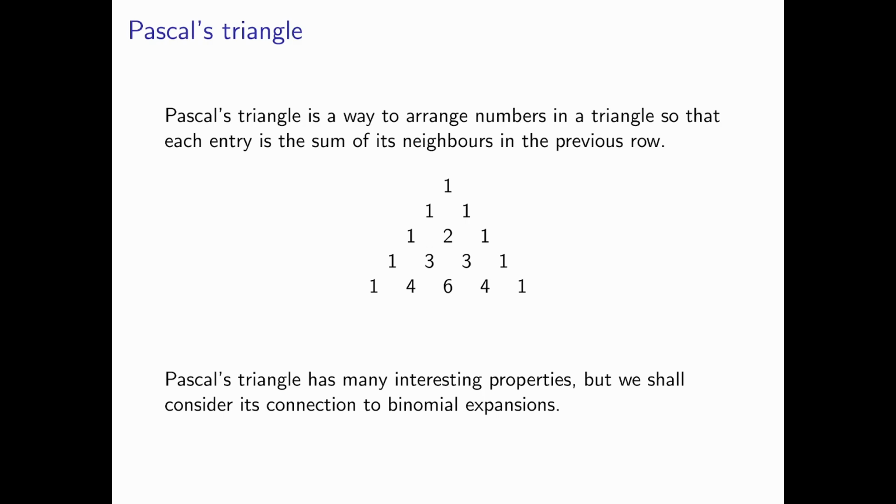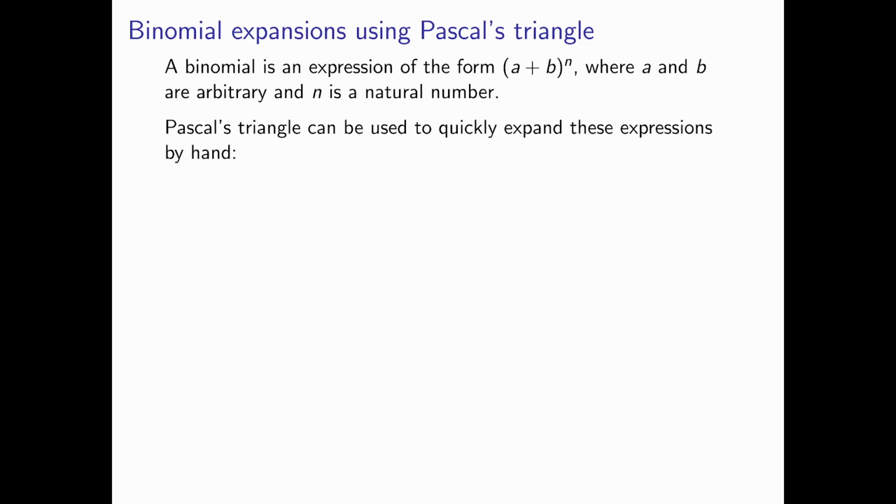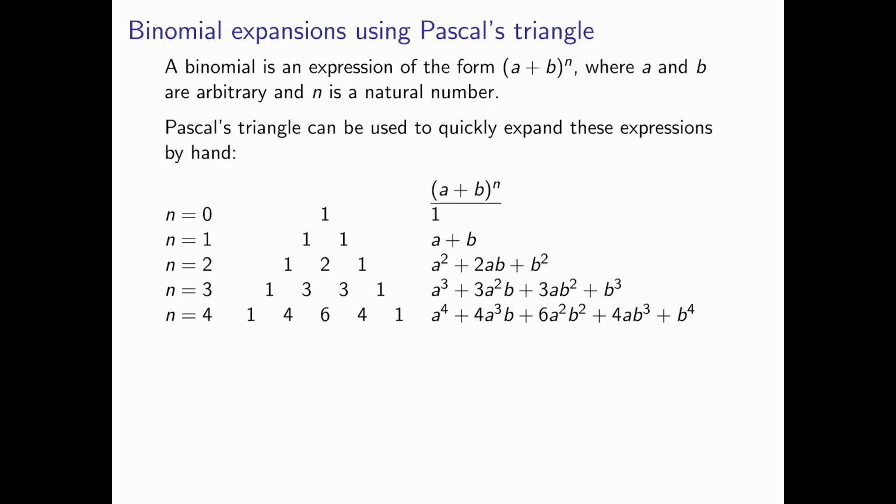So, what is a binomial expansion and what does it have to do with Pascal's triangle? Well, a binomial is an expression of the form (a plus b) to the nth power, where a and b are just some arbitrary numbers and n is a natural number. Pascal's triangle can be used to quickly expand these expressions by hand. So we get the following table here, and we see that each row here is connected to one specific value of n. Here we have n equals 0, here we have n equals 1, and so on and so forth. Let us look at what happens for different values of n here.